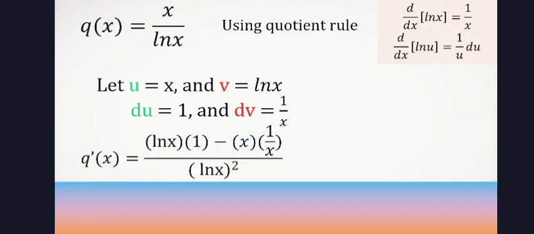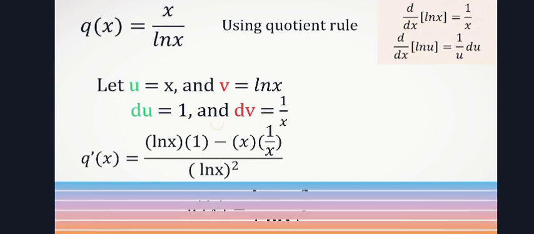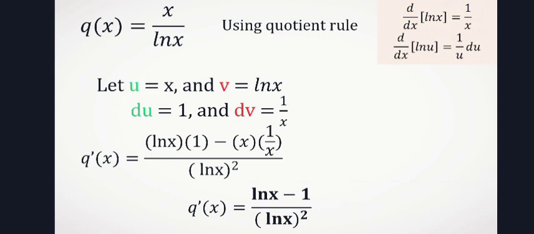So what is your v? Inverse x. Ulitin natin na formula is v du minus u dv all over the square of v. So we get inverse x times 1 minus x times 1 over x all over the square of inverse x. Then simplify, we will get inverse x minus 1 all over the square of inverse x. And this is the final answer for your function. Hindi siya ganun kahirap, right?